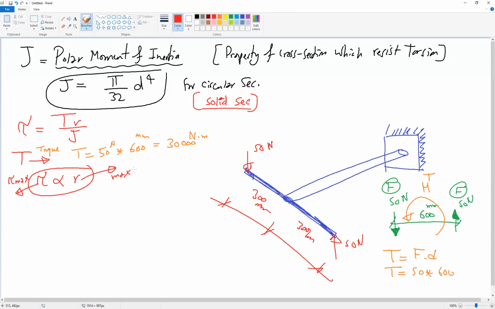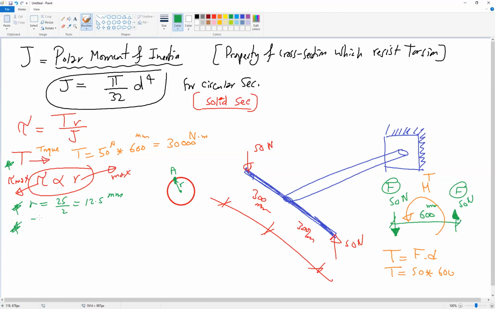So where to find the stresses? If this is our cross section, R will be the radius. Any point on the perimeter will give us the maximum stresses, and R will be the radius. Okay, so R will be 25 divided by 2, which gives us 12.5 millimeter. Now we know T and R.